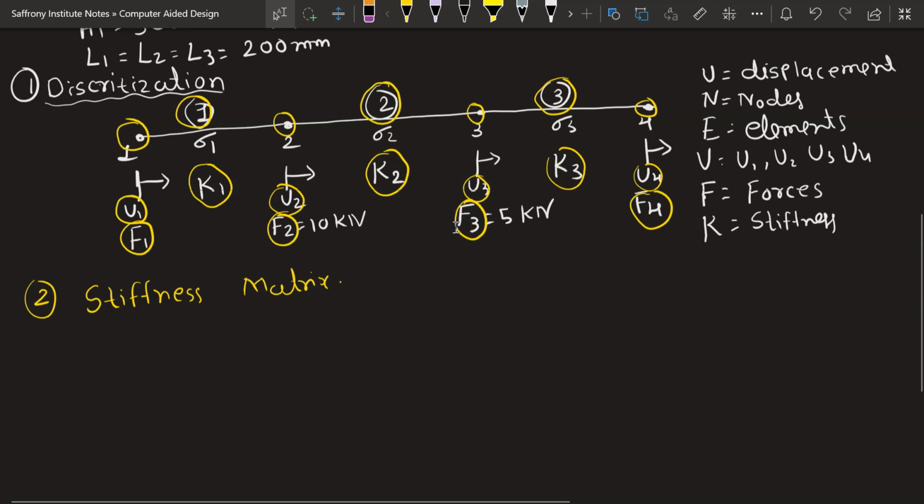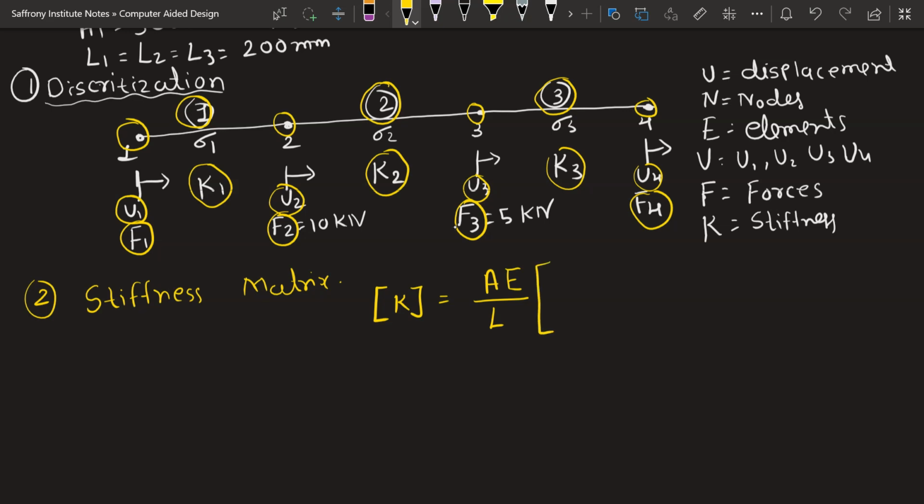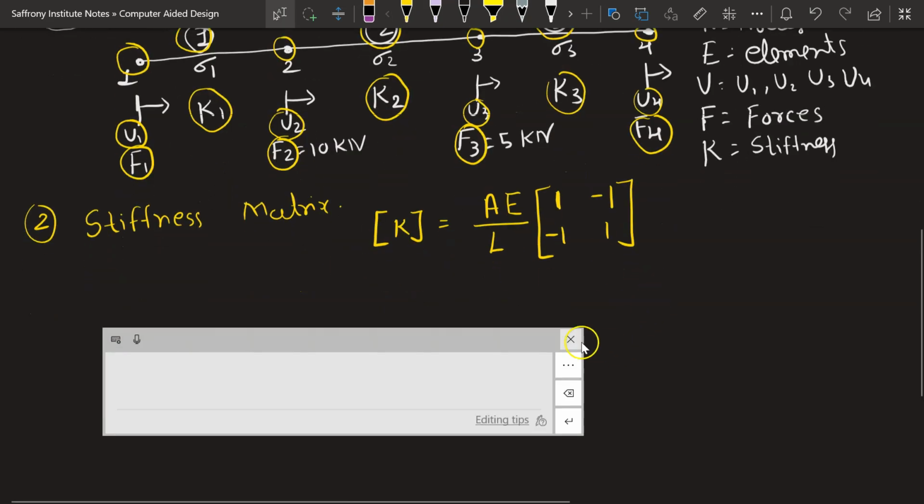So let us see the equation. There is a very standard equation for the stiffness. Let's say for one element, the stiffness k will be A, area, E by L multiplied by the matrix 1 minus 1, minus 1 1. It is very simple. So okay, let's note down the stiffness matrix for all three.